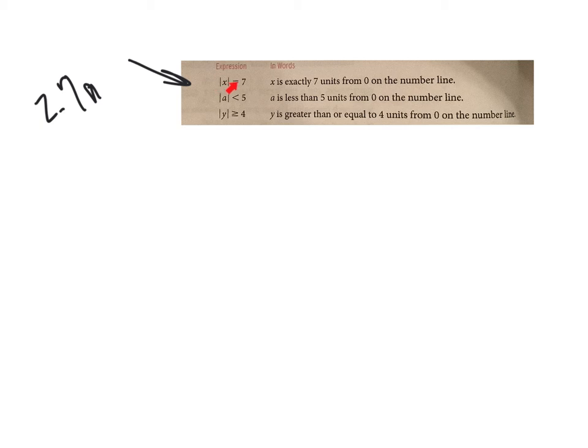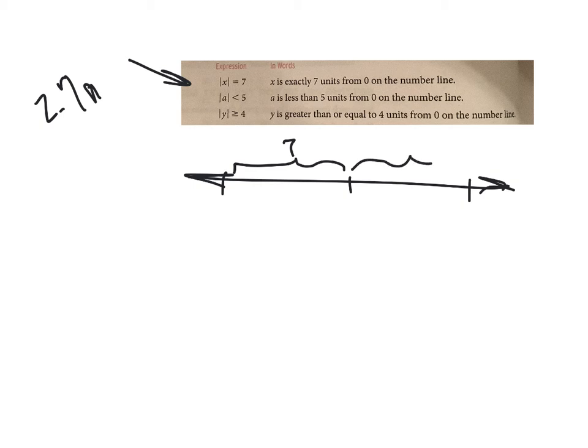If the absolute value of x is 7, that means that x is 7 units from 0 on the number line. So that means that x is either here or here. This distance here is 7, and this distance here is 7. So x is 7 units from 0 on the number line, which means we have two different possibilities for x. We have a negative number and a positive number, which in this case is -7 or +7.